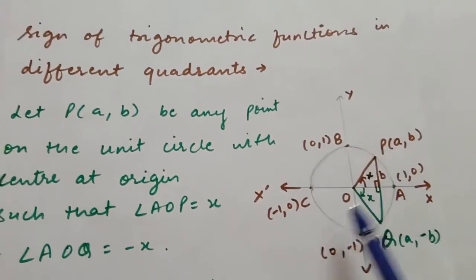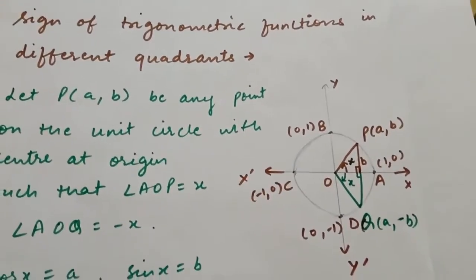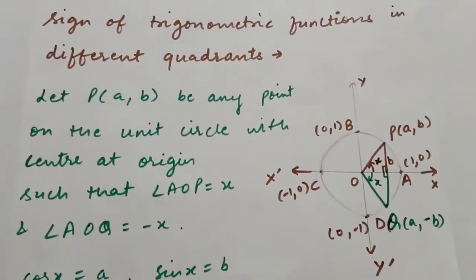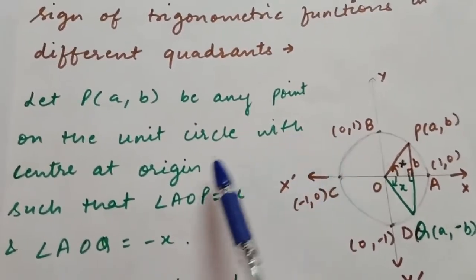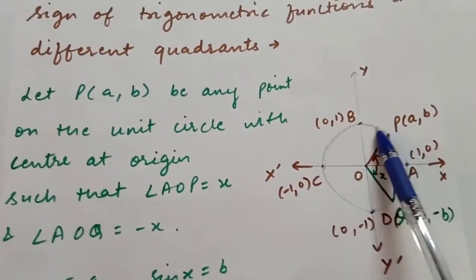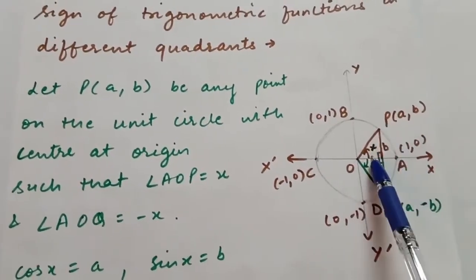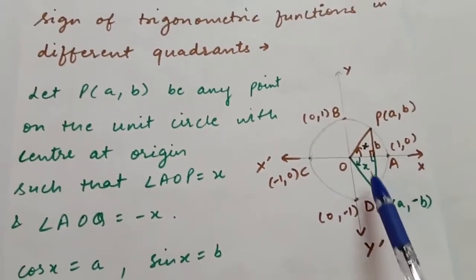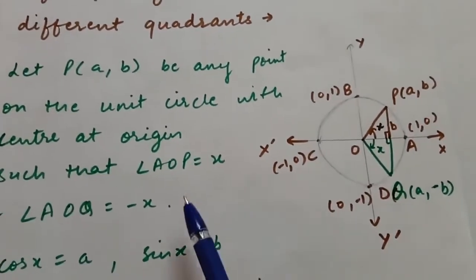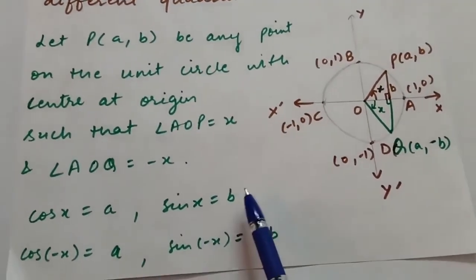In different quadrants, different trigonometric functions are positive and different trigonometric functions are negative. So we will study about that. Let P be any point on the unit circle with center at origin. So center is at the origin, this is the unit circle, and P is any point (A, B) on this circle, right? Angle AOP is x and we have taken angle AOQ in the clockwise direction. Therefore, angle AOQ will be minus x. Clear? Now cos x will be A and sin x is B.